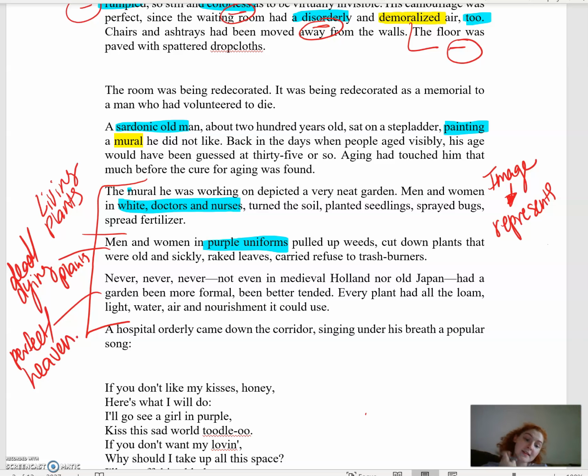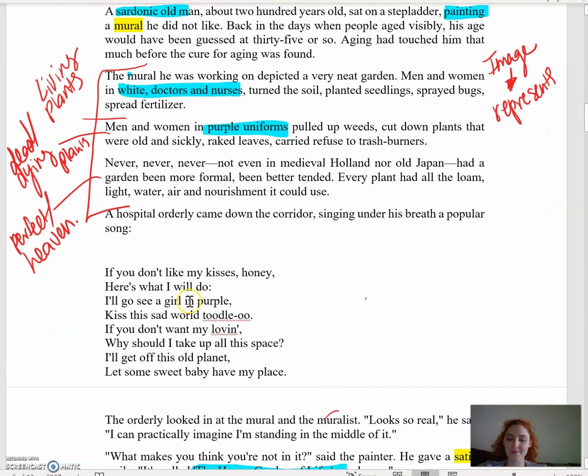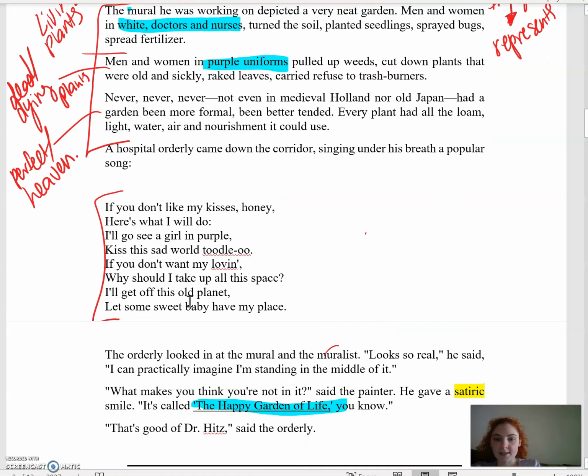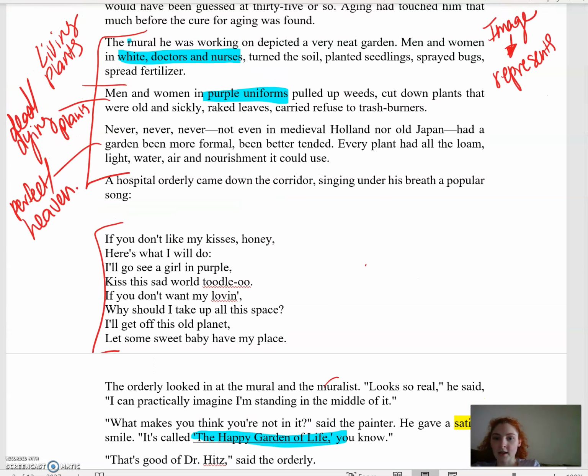Are there any famous gardens that we might associate with heaven? We've got a song here, and this song has got some significance behind it. It's got some important inferences it's asking you to make, because if you see that there is a reference to a girl in purple here. So we've got the people in purple uniforms and the girl in purple in the song. And we can start making connections about what they have in common with each other.